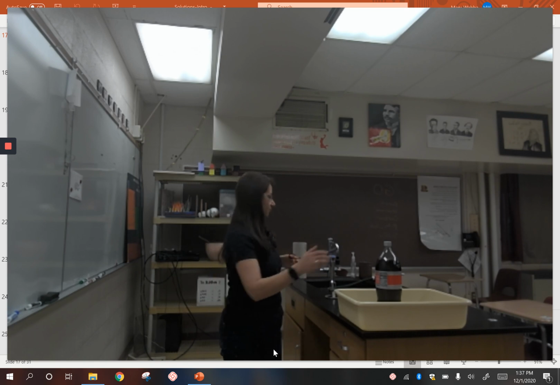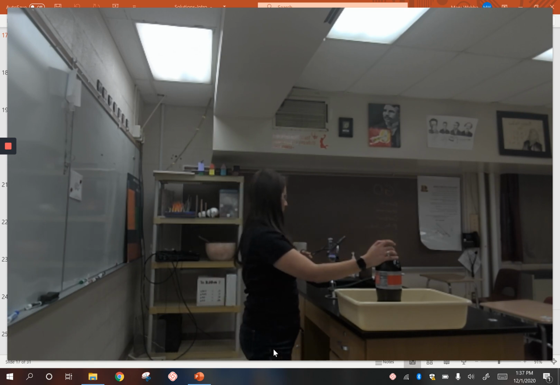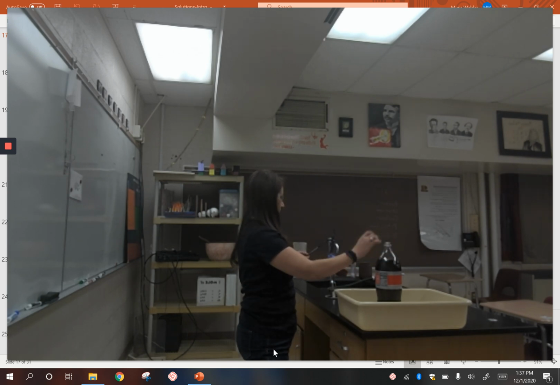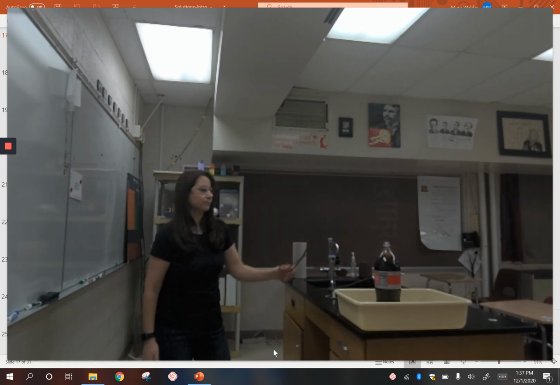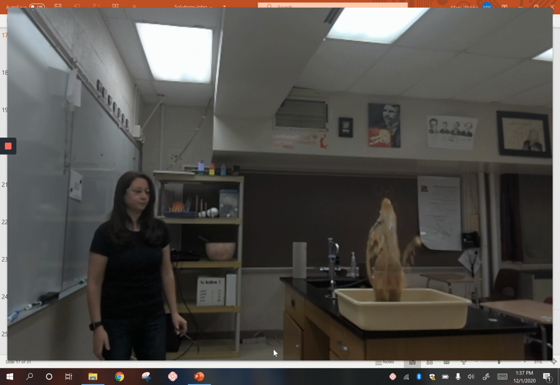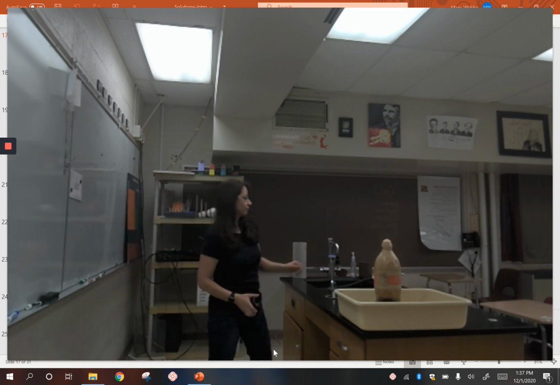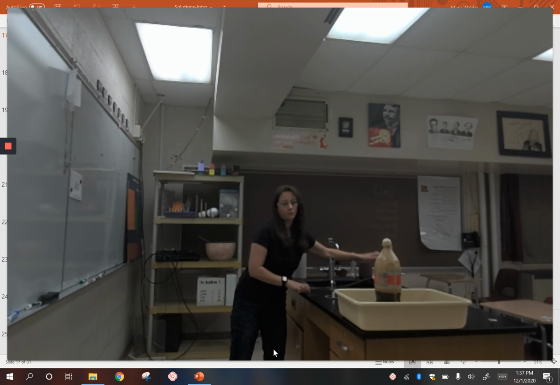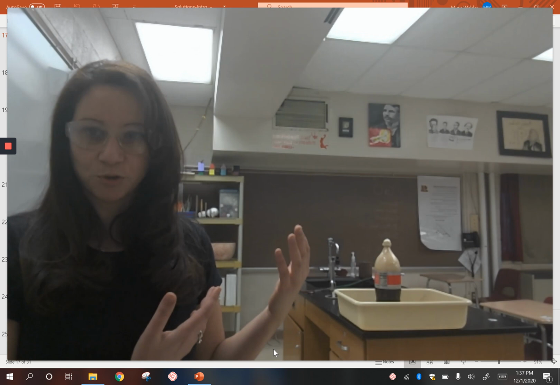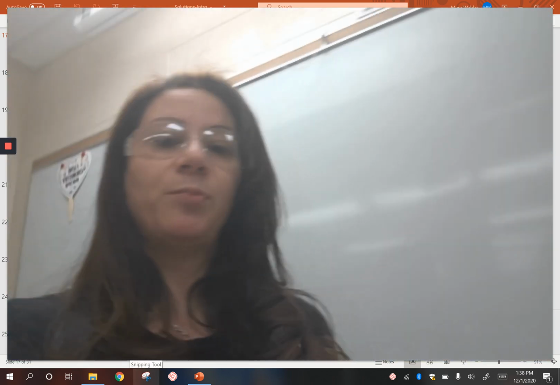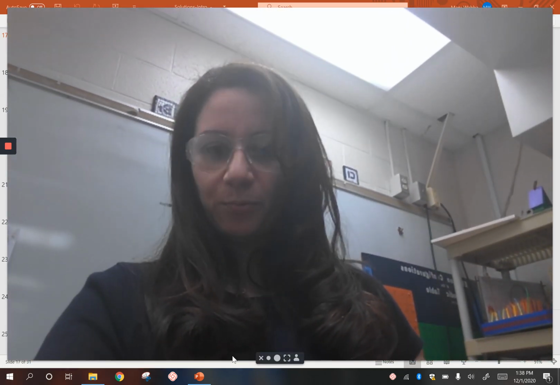Okay, hopefully it's hot enough. I'm going to go ahead and open my Coke bottle. I'm going to put the hot copper rod in there. And we can see that a lot of the carbonation came out of the solution. So that tells us that solubility of a gas decreases when we increase the temperature.